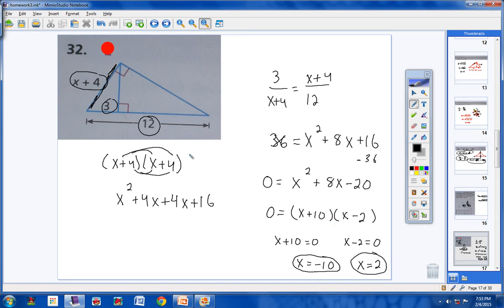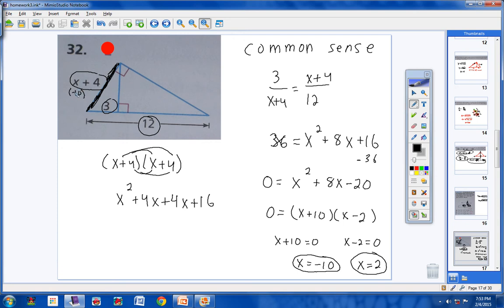Let's come up here and let's use something that's not used very often in most people's lives. Let's use common sense, okay? Now, if you're telling me x is negative 10, if I put negative 10 in for x right here, what's negative 10 plus 4? Negative 6. So how in the world can the length of a side of a triangle be negative 6? Now listen to me carefully. I don't care if x is negative. X can be negative, that's fine.